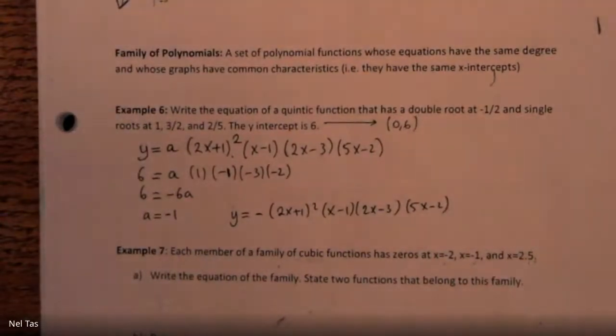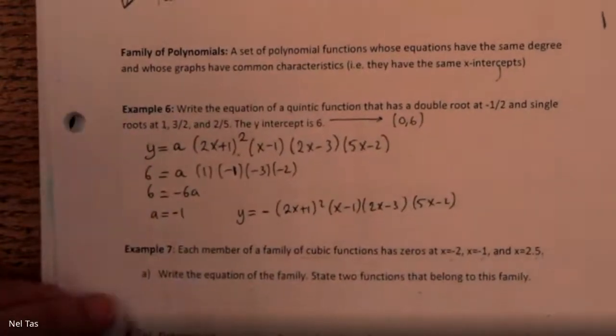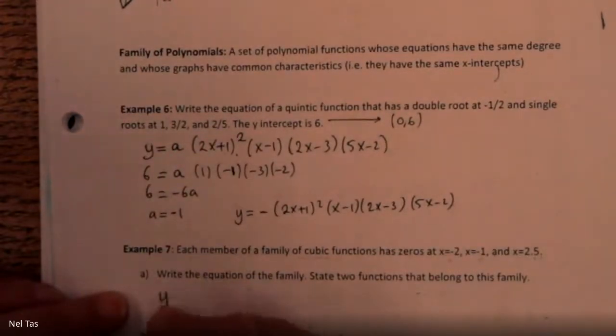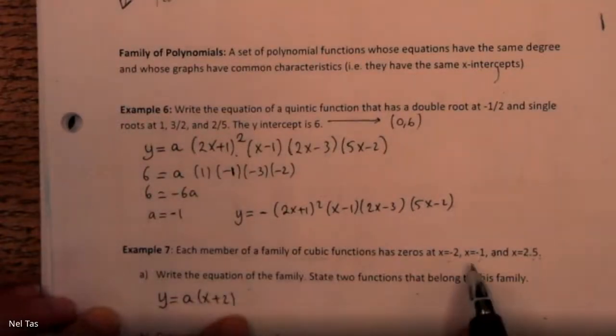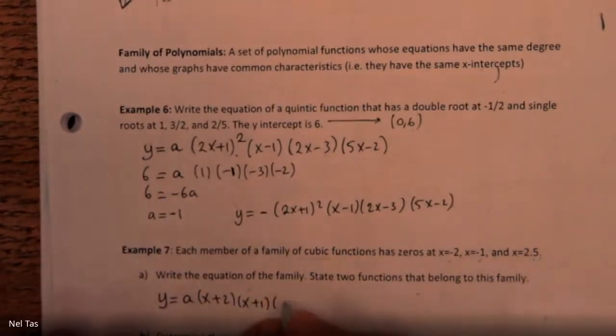Example 7. Each member of a family of cubic functions has zeros -2, -1, 2.5. So write the equation of the family. State two functions that belong to this family. So y equals a. So intercepts: x plus 2, and -1 gives you x plus 1. Positive 2.5 gives you x minus 2.5.